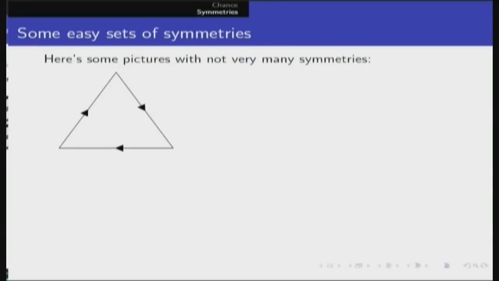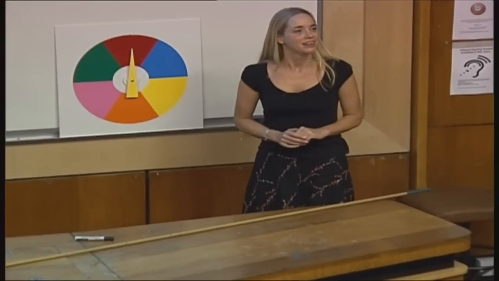I'm going to start then by analysing symmetries by showing you some pictures with really not very many symmetries at all. So I put arrows on this to make it have even fewer symmetries than it otherwise might, because I want you to imagine we're only allowed to preserve the direction of the arrows. So what can I do with that triangle? Well, I can move it around 1/3, I can move it around 2/3, or I can look at it and go, nah, not touching it. That's my do-nothing symmetry. So it's got 3 symmetries.